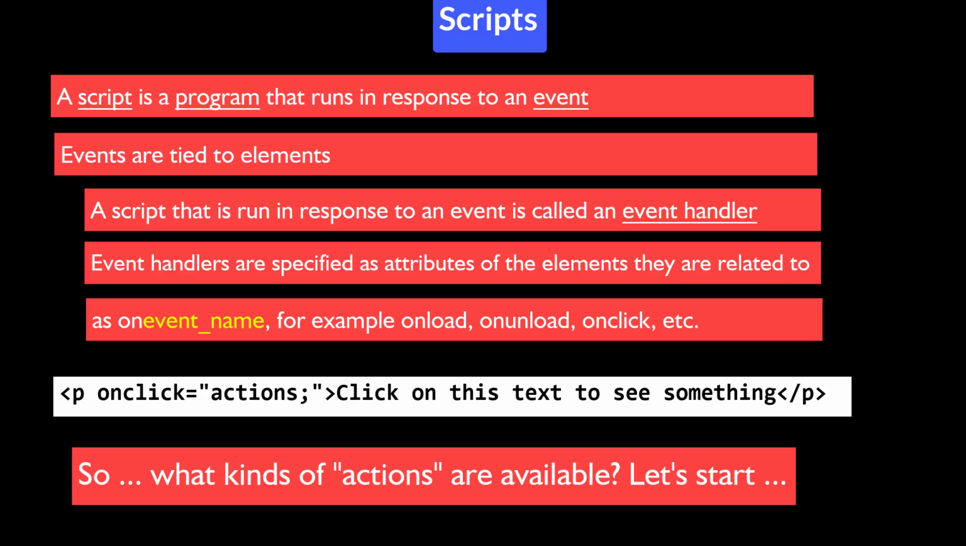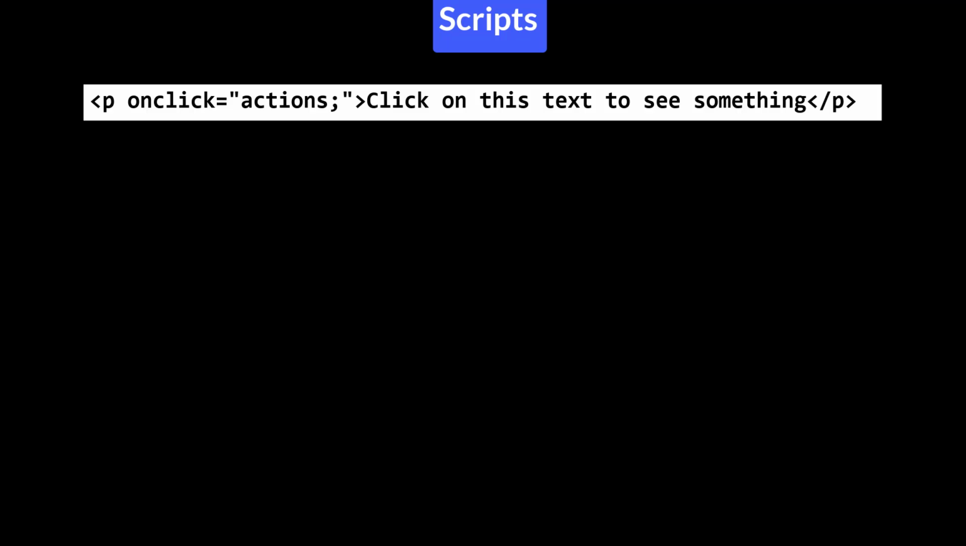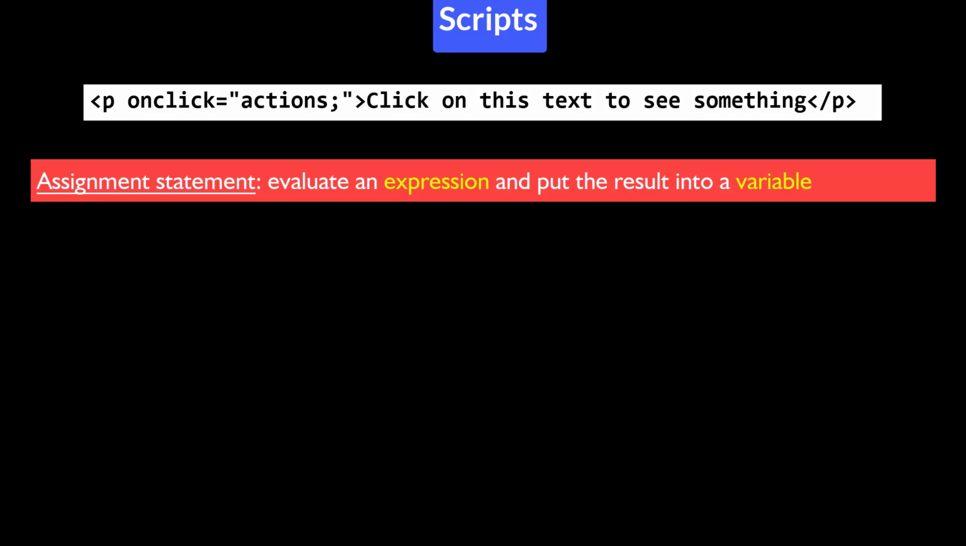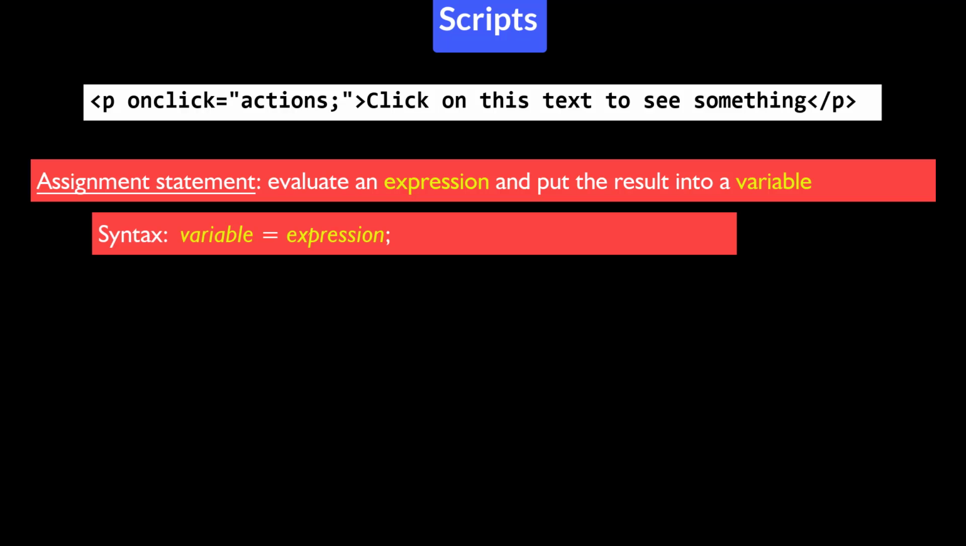So, what kinds of actions are available? Well, let's start. The simplest statement in every scripting language is the assignment statement, where one evaluates an expression and puts the result into a variable. The syntax, variable equals expression. The result of evaluating expression is placed into variable. All JavaScript statements end with a semicolon. There may be white space around the equal sign or not.